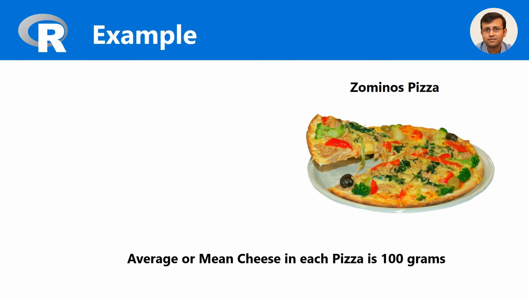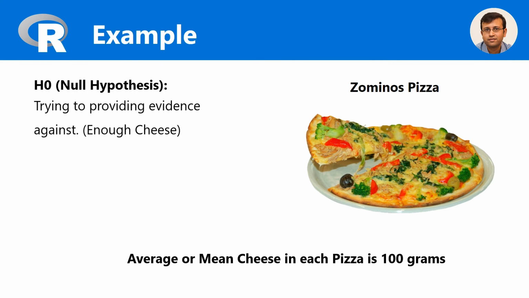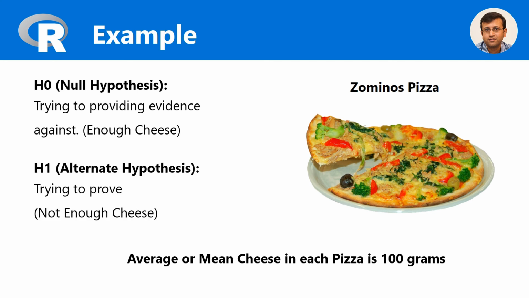In this case, the null hypothesis is the thing we are trying to provide evidence against. The average or mean cheese in each pizza should be 100 grams. The alternative hypothesis is what we are trying to prove. That is, the customers have complained that the cheese on the pizzas is less than what it should be. So the alternate hypothesis is that the cheese on the pizzas is less than the average cheese, that is 100 grams. We will use the significance level as 0.05, which corresponds to the confidence level of 0.95, that is 95% confidence level. If the p-value is lower than the significance level, we can reject the null hypothesis.